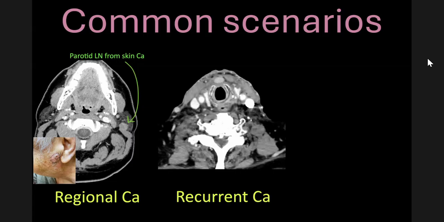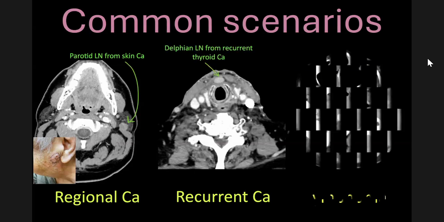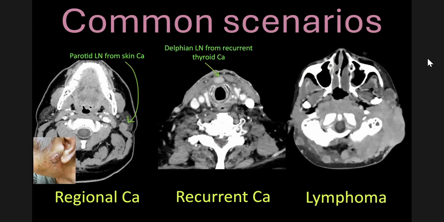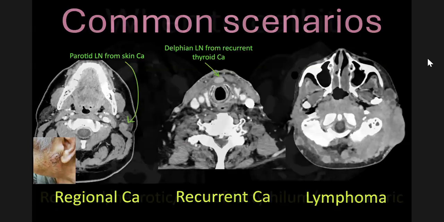So I talked about the Delphian lymph nodes, or the retropharyngeal lymph nodes, that can enlarge in recurrent cancers. So lymph node cancer recurrence can be seen in these lymph nodes that are not part of the routine neck dissection. So they're left behind, and they can be sites of cancer recurrence. And then, of course, they can be enlarged in systemic malignancies.